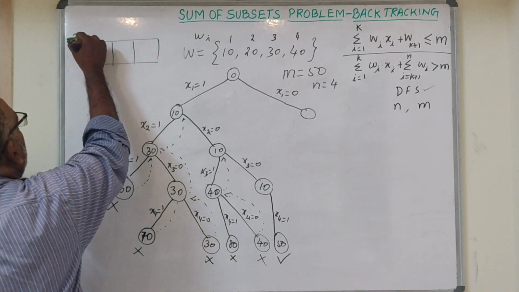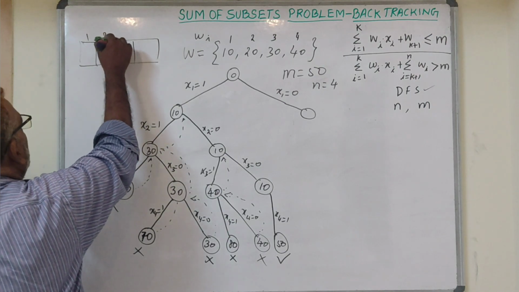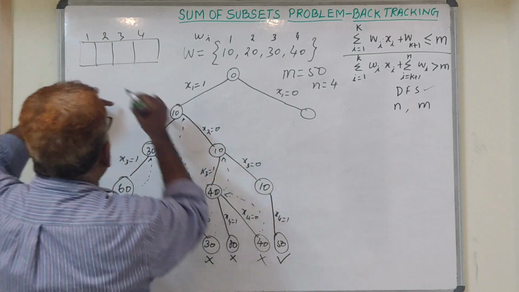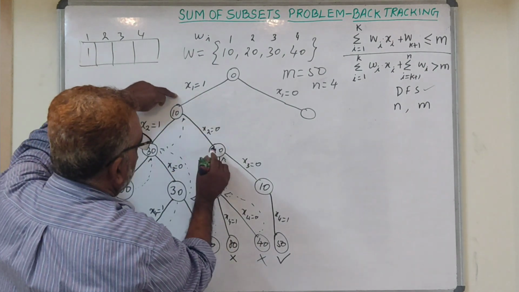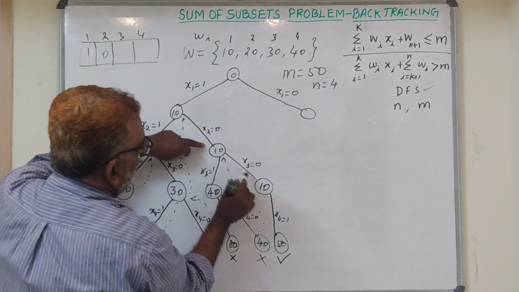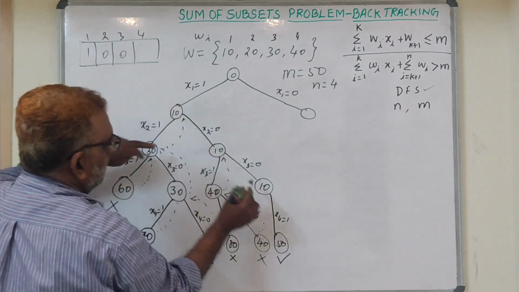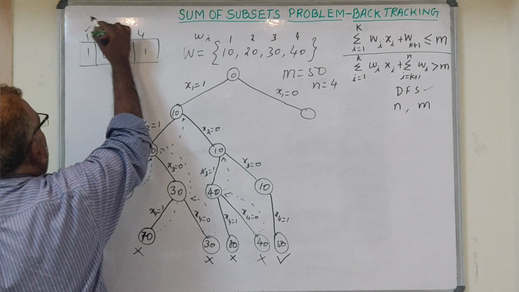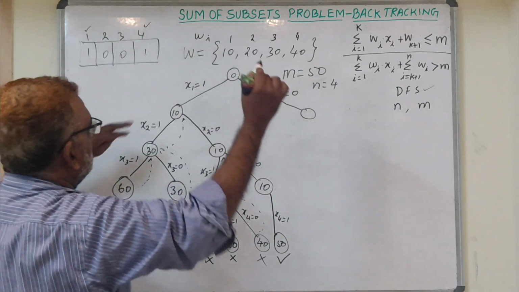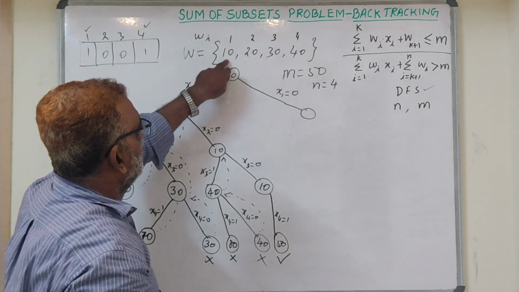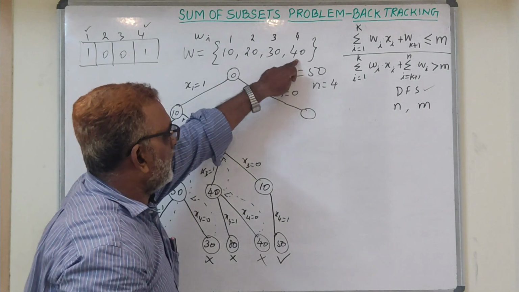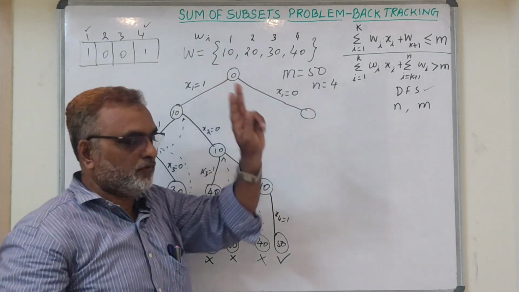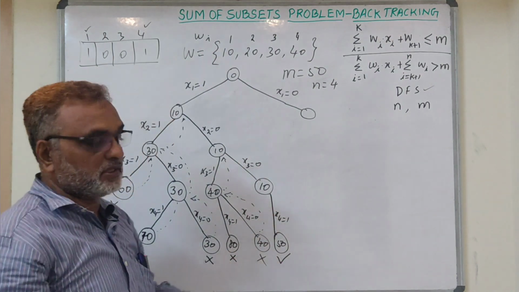For example, if you put the xi values, this is 1, 2, 3, 4. So what you got here: x1 is 1. What is here? x2 is 0. What about x3? x3 is also 0. Then what about x4? x4 is 1. So that means this value and this value is present. That means 10 and 40, you got the goal state, that is 50. M is equal to 50. This is one of the solutions.